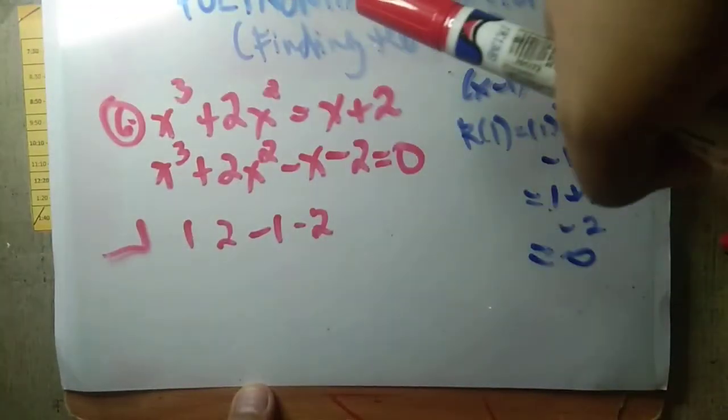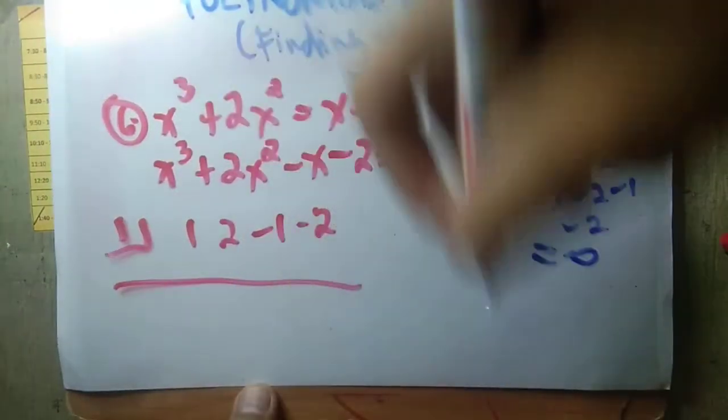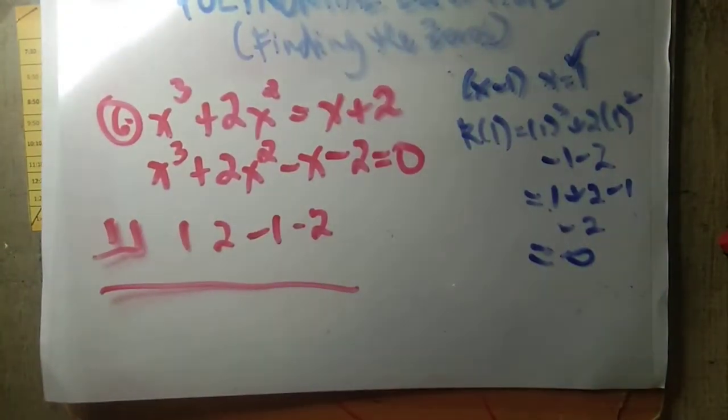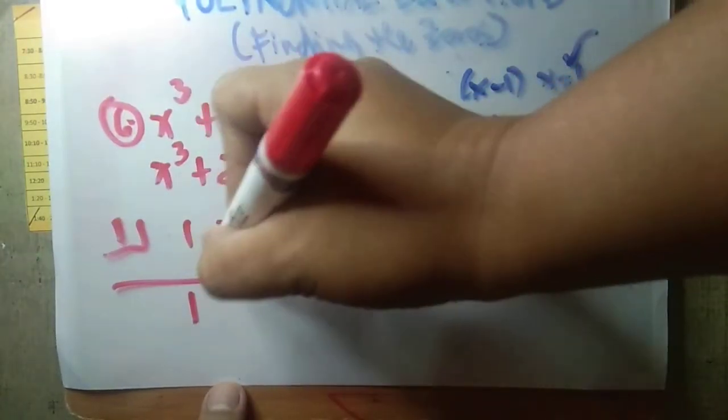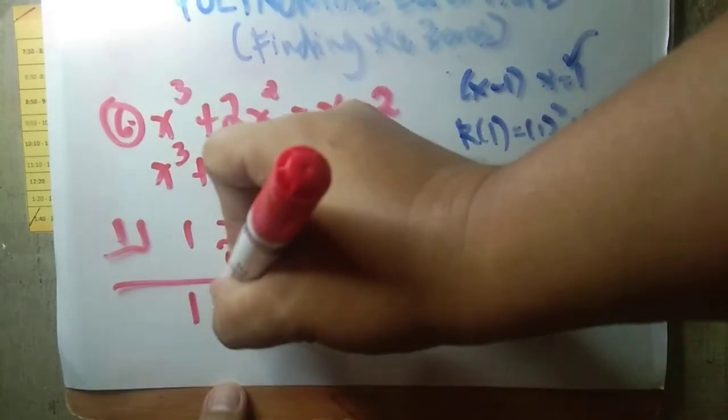Tapos, sa left side, ang ilalagay mo ay 1, kasi nga yan yung isa sa mga zeros na niya. So, tapos, synthetic na tayo. So, bring down 1. 1 times 1, 1 times 1 is 1. Tapos, add natin. 2 plus 1 is 3.